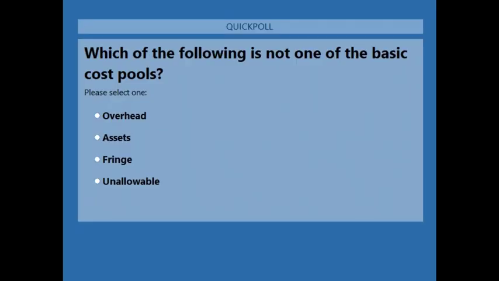All right, sounds great. So first poll, which of the following is not one of the basic cost pools? We'll go ahead and leave this open for about 30 seconds or so.